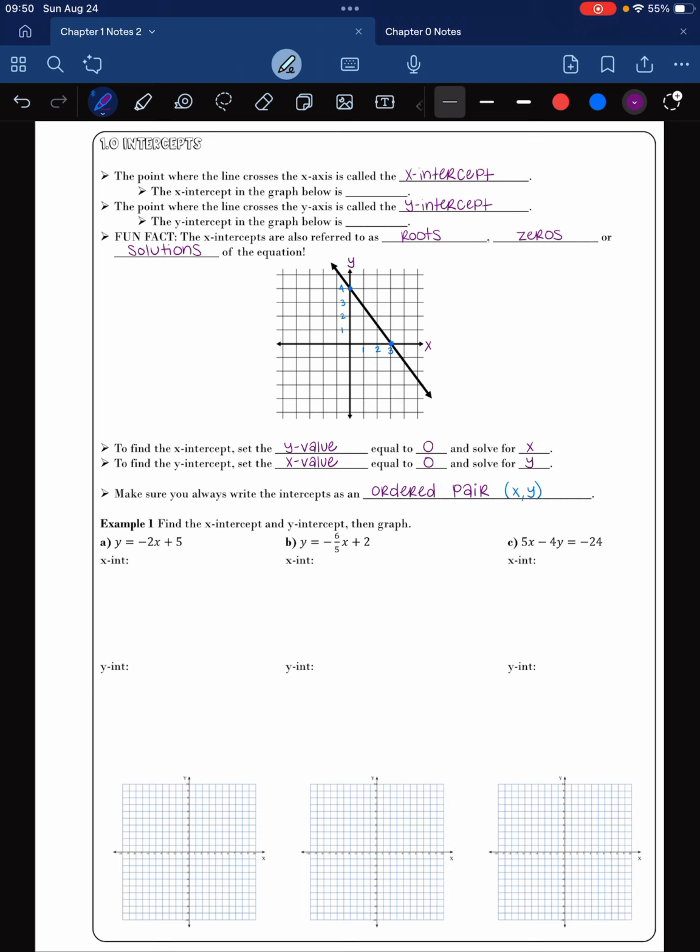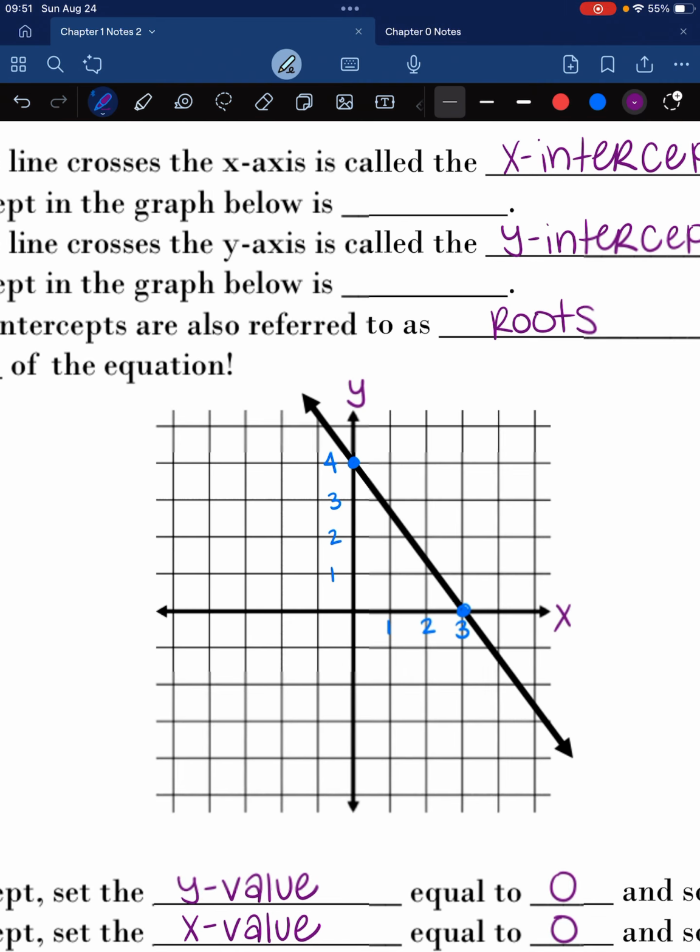We are going to start with intercepts and standard form. So first let's look at some definitions. The x-intercept is going to be where a graph crosses the x-axis. Depending on your graph, sometimes this might happen in more than one spot, but in this graph below, we can see that we cross the x-axis at 3.